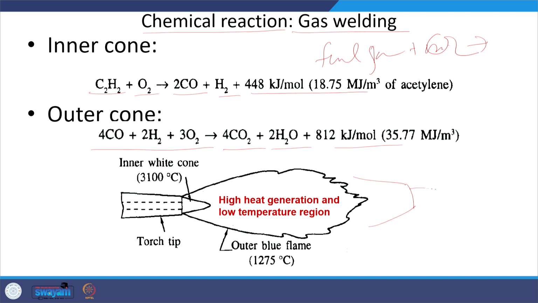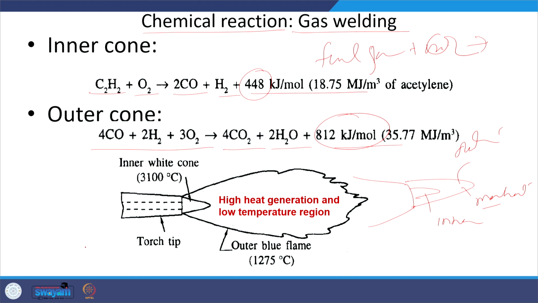A typical flame structure which is produced, say this is the torch tip, okay. So there is an inner cone that is produced and there is an outer cone. These are the two cones which are usually produced. The inner cone produces the lesser heat while the outer cone produces the more heat, okay, that is what we can see. The outer cone produces 812 kilojoule per mole, while the inner cone produces the lesser heat, 448 kilojoule per mole.